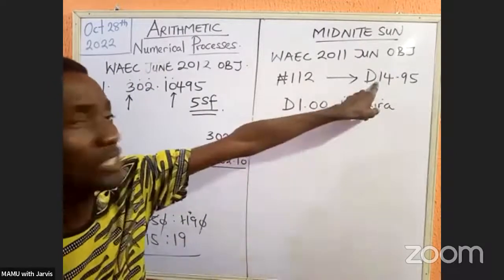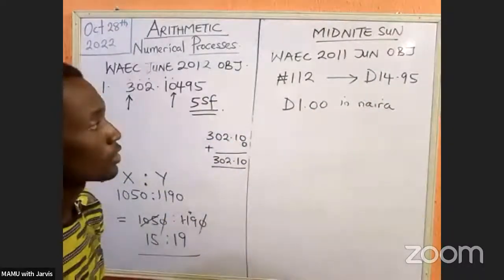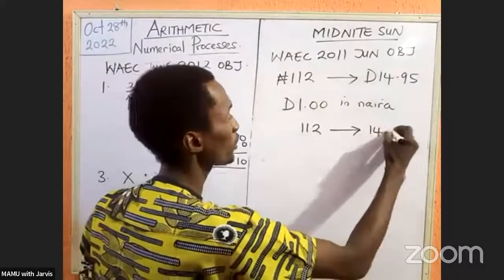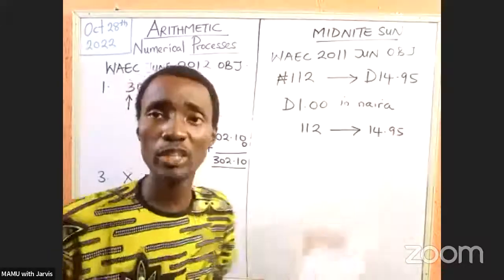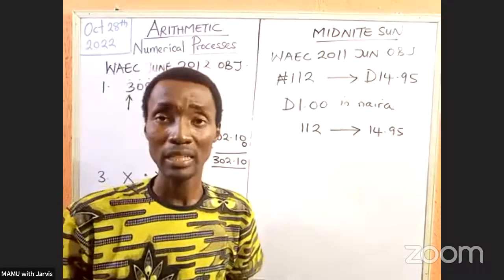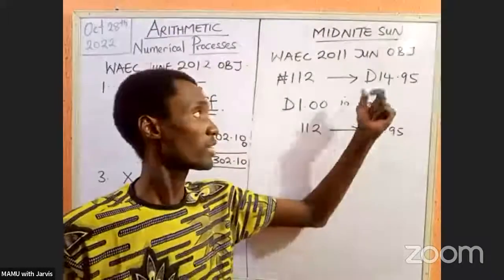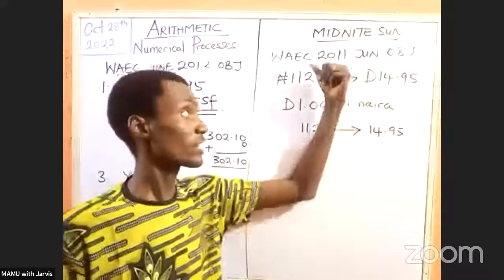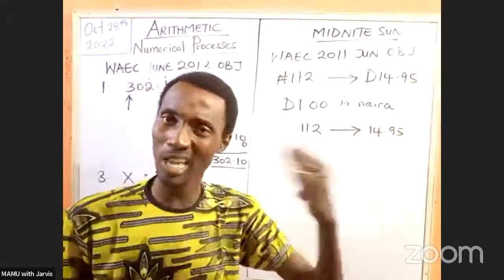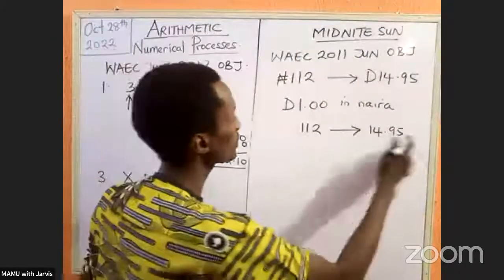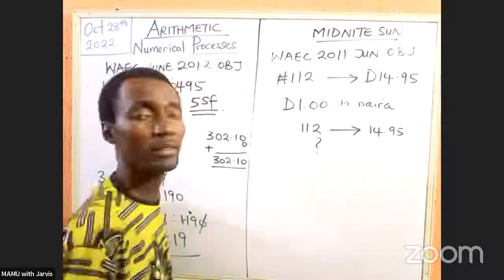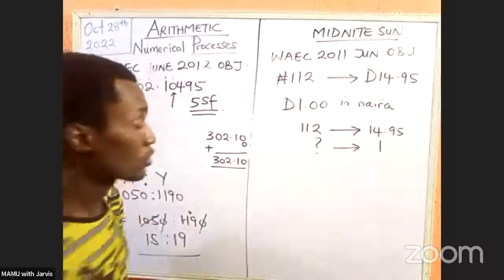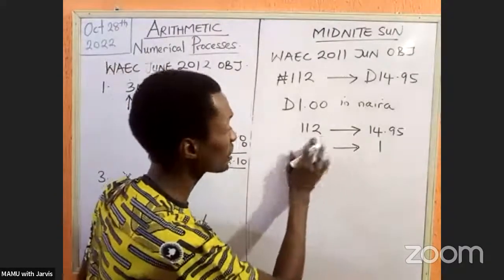How do I get 1 of this? It's very simple. 112 is equivalent to 14.95. This is actually testing your knowledge of direct proportion. That is to say, if I increase the value of this one, it will increase this. If I decrease this, it will decrease this. So it's a direct proportion question. That's what it's testing. So if this is equivalent to this, what will this one now be in naira? Where I'm having that thought, I can change it to X.